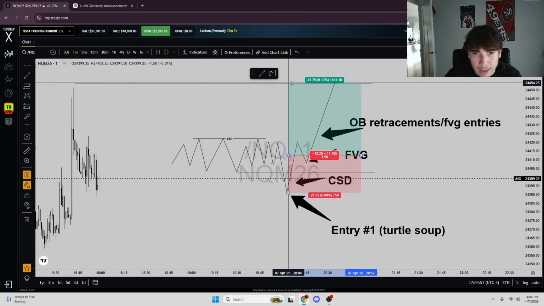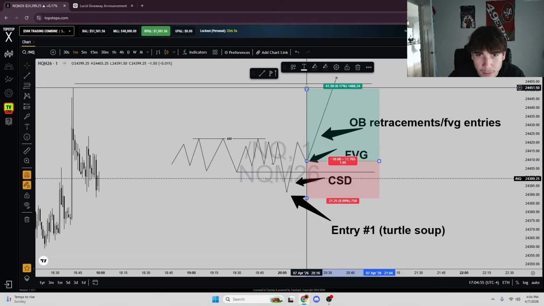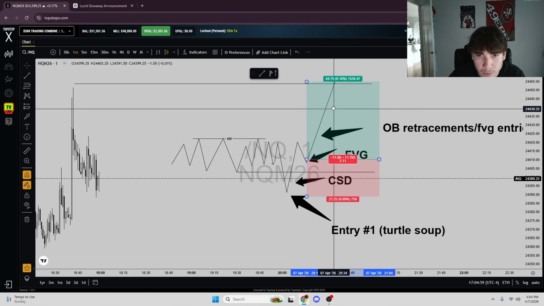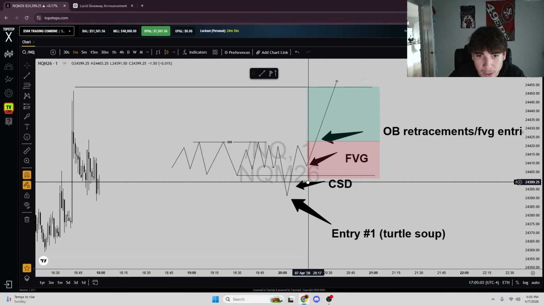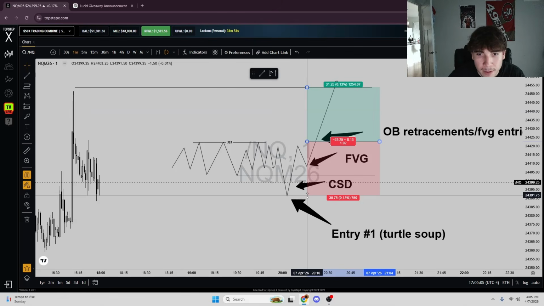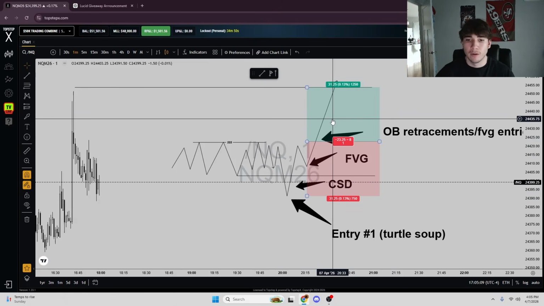It is now a 1.96 RR, right? And then after that, it's really just not the greatest, but it's just 1-to-1s, right? So we go up here, say this is an order block entry. TP is here, stop loss is here. Now we went from a 10-to-1 RR to literally a 1-to-1 RR, right?